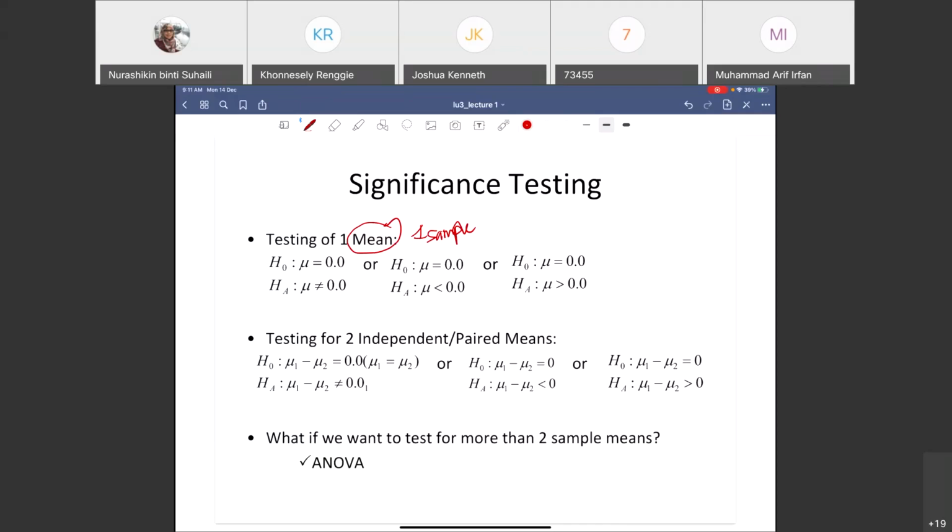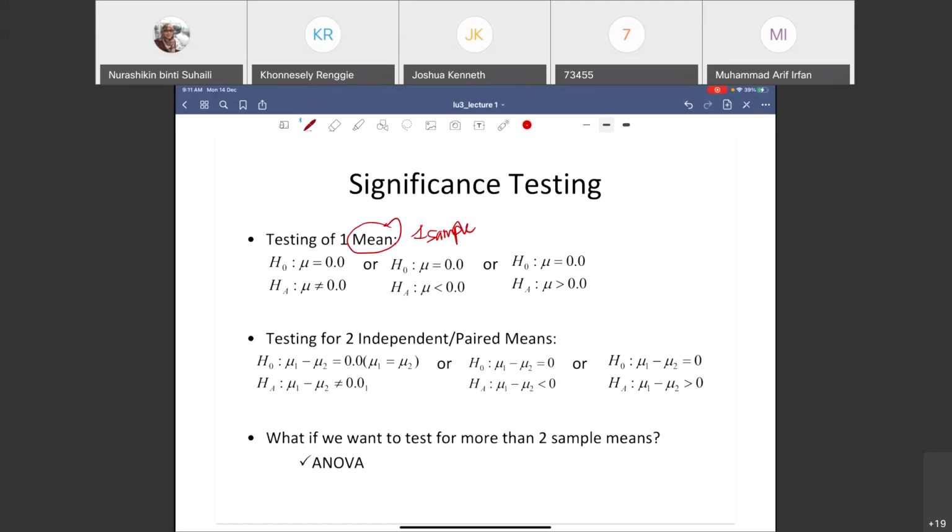Okay, so we have talked about one sample, how we compare a sample and the population, right? And this will lead us to this sort of hypothesis, whereby we just say mu, because we are talking about mean, right? So we developed the null hypothesis and the alternative hypothesis based on one sample. And then we move to two samples, whereby we compare two means. Two means come from two samples.